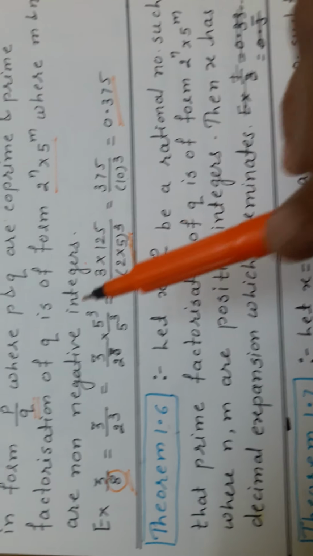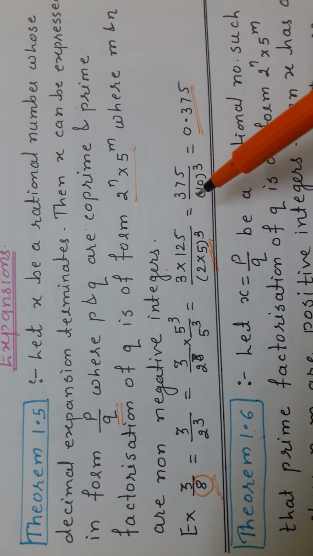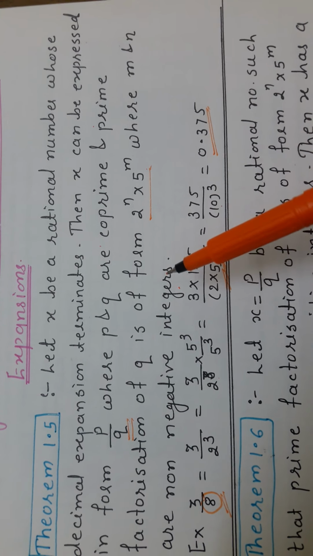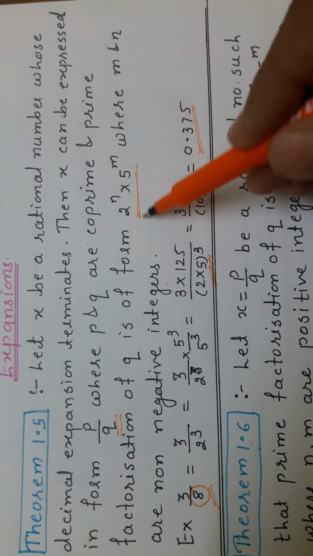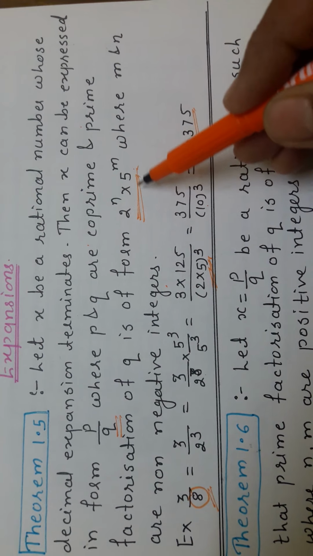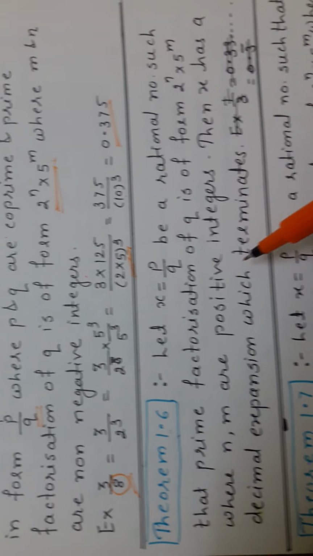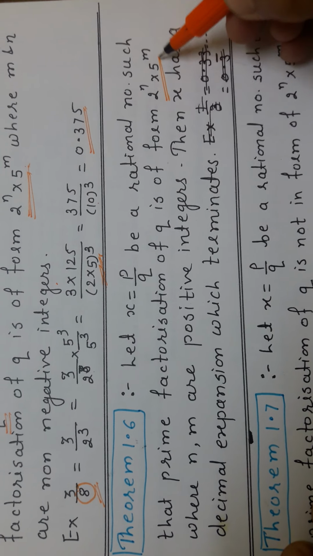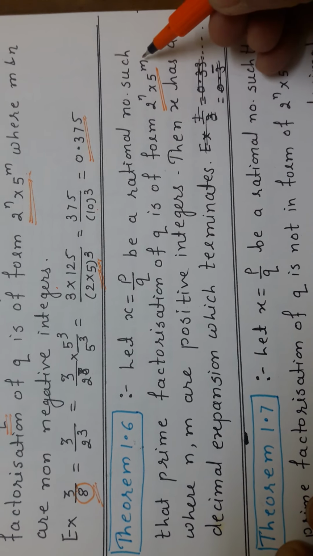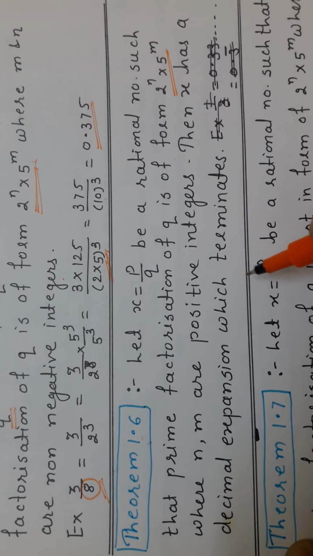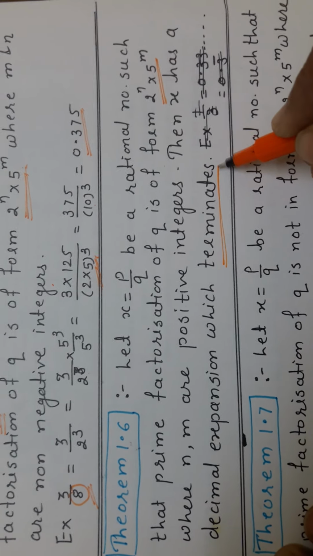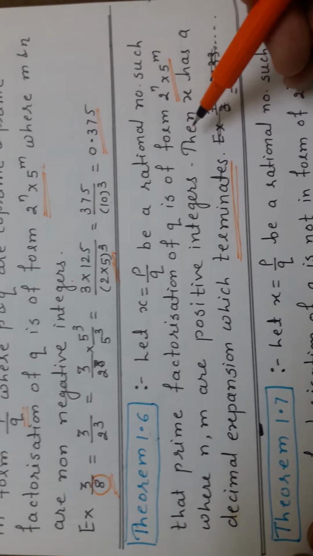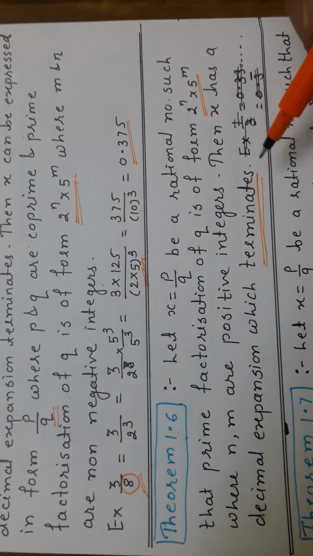In the first theorem, 1.5, what does it say? It says x is a rational number whose decimal expansion terminates, then it has a denominator in the form of 2 raised to the power n into 5 raised to the power m. And in theorem 1.6 they are saying, if the denominator is in the form of 2 raised to the power n into 5 raised to the power m, then the decimal expansion terminates, meaning we are going to get the remainder 0. Both are theorems that are converses of each other.